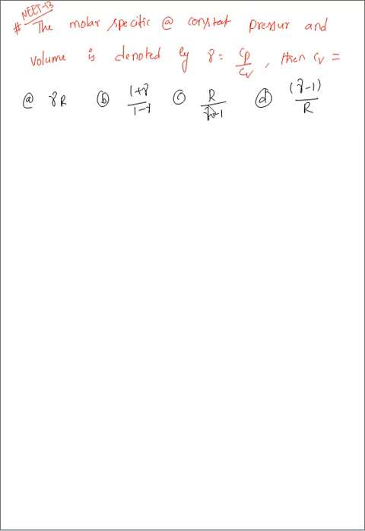Then Cv in terms of, first option they given as gamma R, second option 1 plus gamma by 1 minus gamma, third option R by gamma minus 1, fourth option gamma minus 1 by R. See how can we solve this? They given in the question gamma equal to Cp by Cv. So let me change the pen color for the answer. Gamma equal to Cp by Cv they given here.